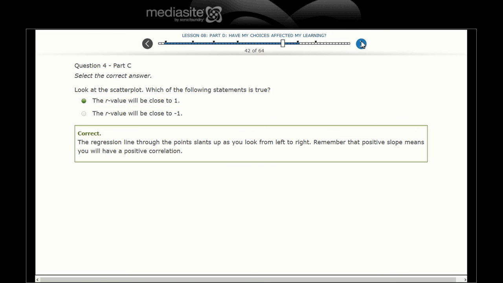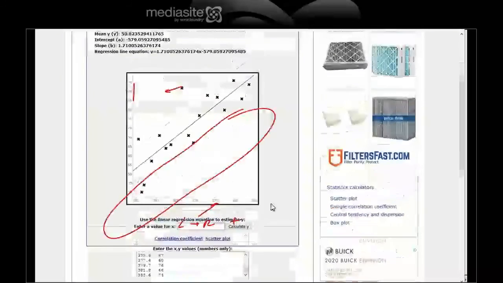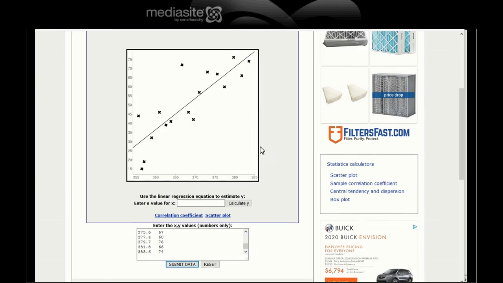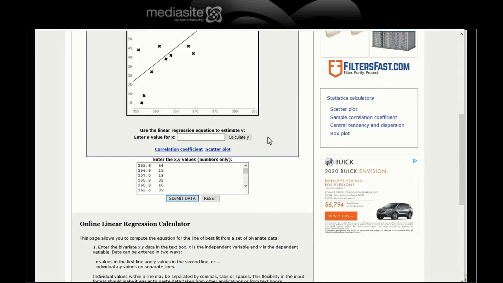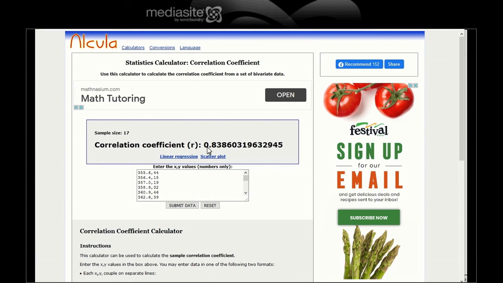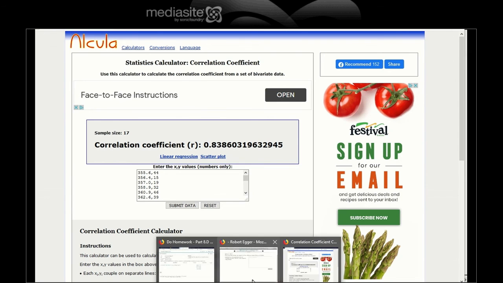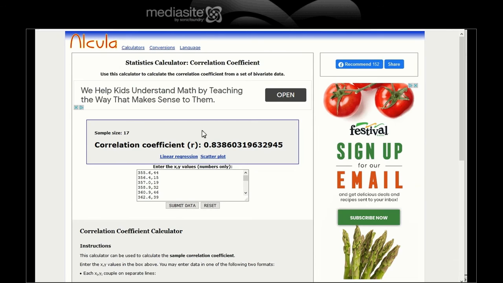Okay. And scroll down the scatter plot and click on correlation coefficient. All right, scroll down. There you go, correlation coefficient. And it gives us 0.8386. Yeah, no rounding.